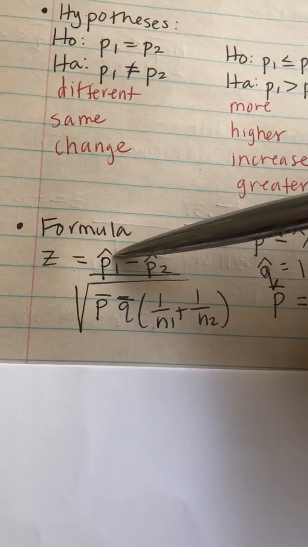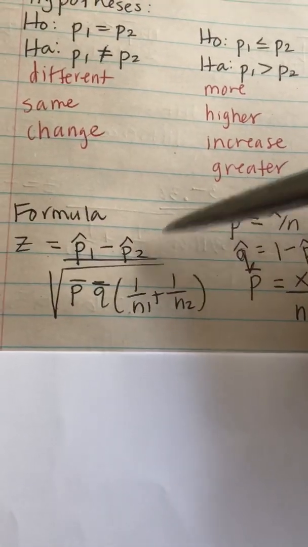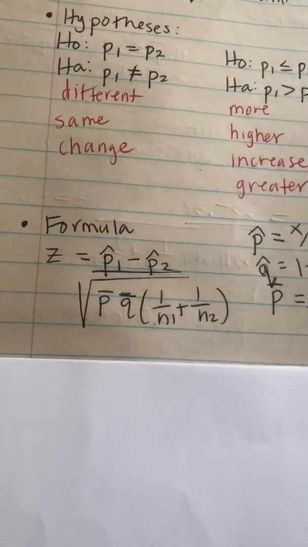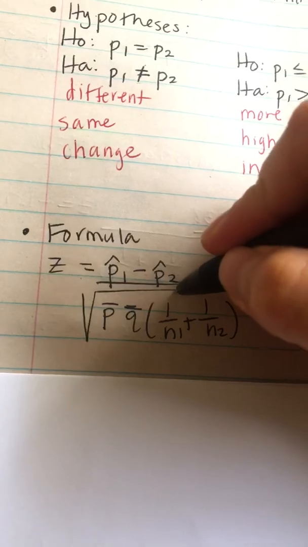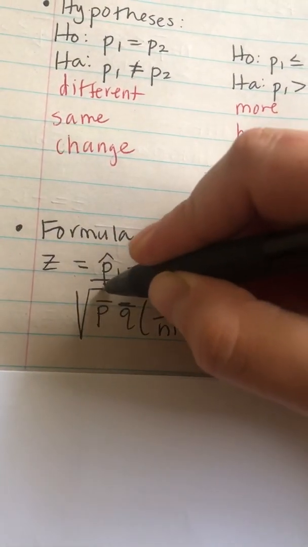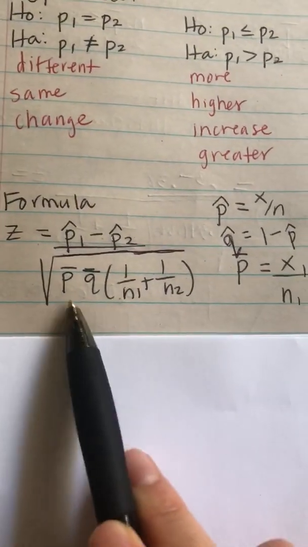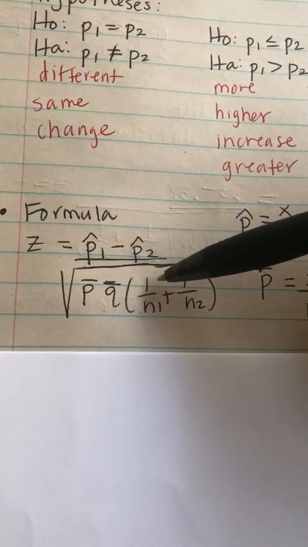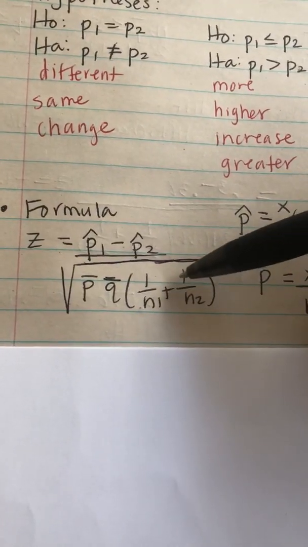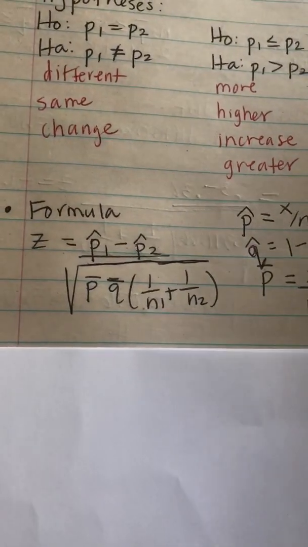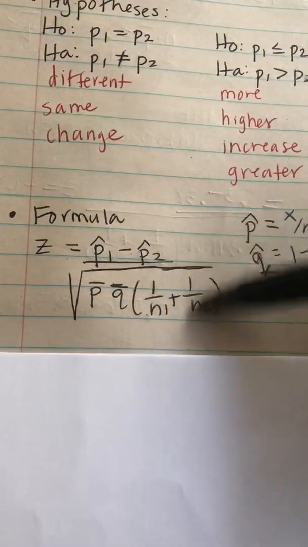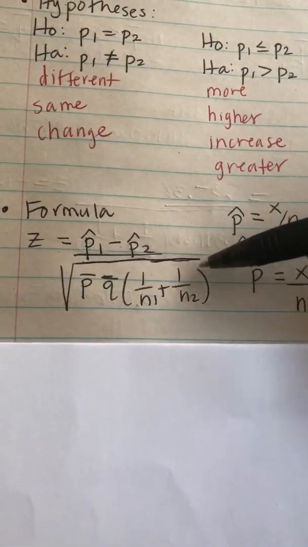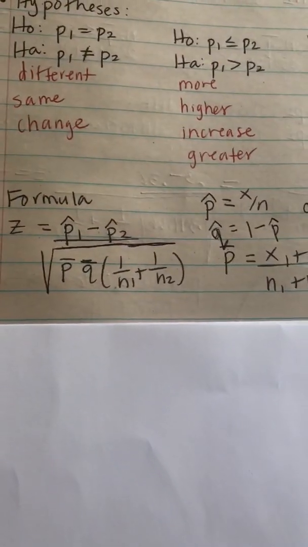So p hat 1 minus p hat 2, that's how you get the numerator. And then in the denominator, that's where you use p bar. So just make sure that everything is under the radical. So it's p bar times q bar, and then multiplied by 1 divided by n1 plus 1 divided by n2. So all you have to do is just get the values, put them in here, and then just make sure that you put it in decimals. And just a reminder, the way it looks here, it's the same way it's supposed to look on your calculator.